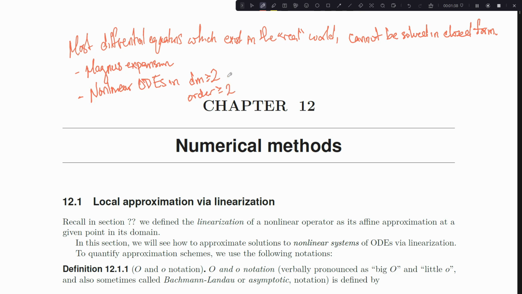And we know because of our theorem 4.4.1 that the order and the dimension greater than 2 kind of go hand in hand. But nonlinear ODEs with those properties really can't be solved in any sort of closed form, except for extremely specific situations. And so because of that, we'd like to numerically approximate their solutions very, very well. And that's what this chapter is going to be all about.